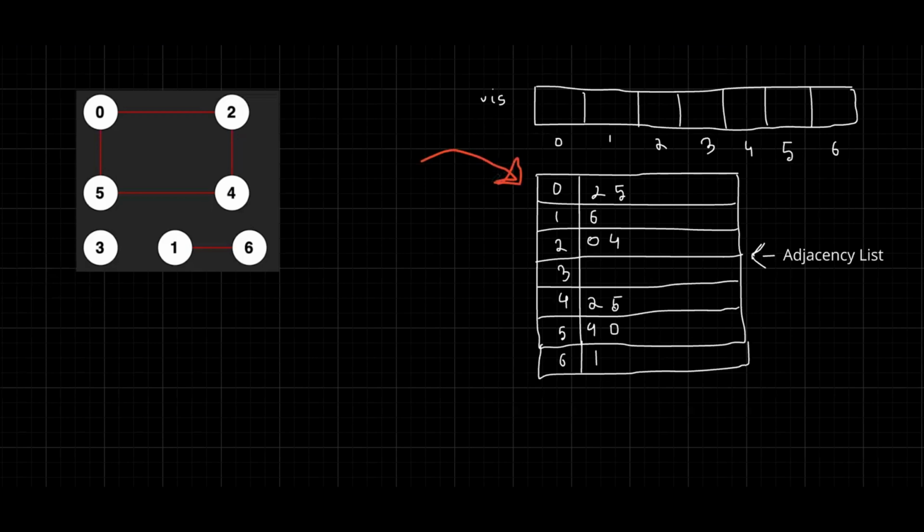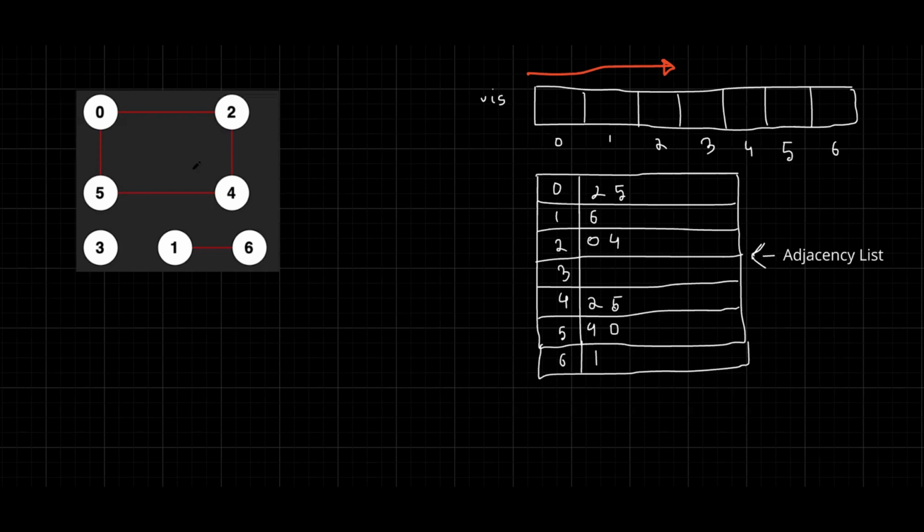Now here the basic intuition is very simple. We have to iterate through the adjacency list or through the visited array. Now if the current node is not visited, we have to run a DFS function and we have to repetitively do it for each of the cells, and the output will be the number of DFS calls.